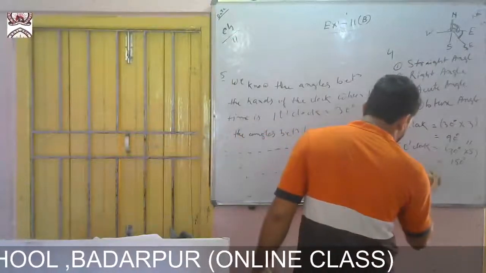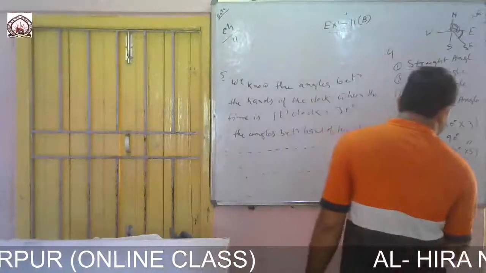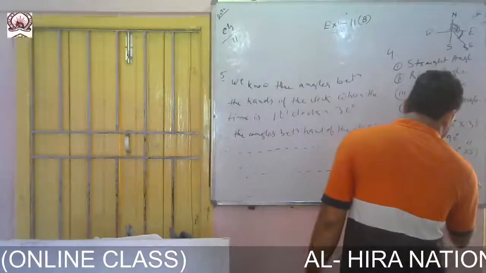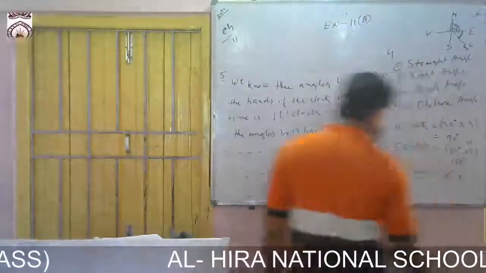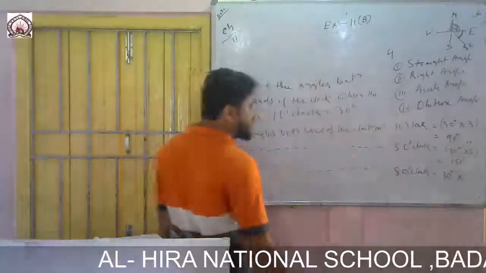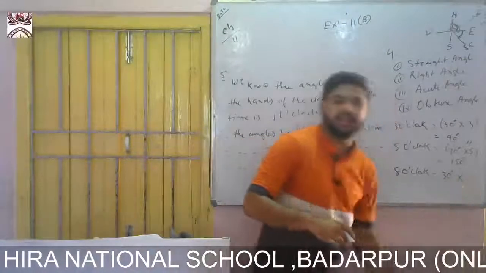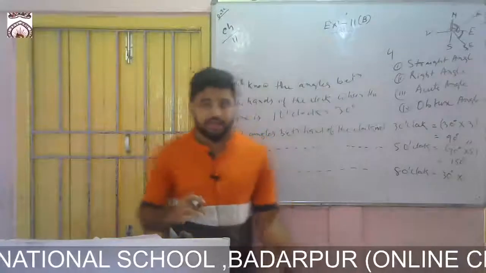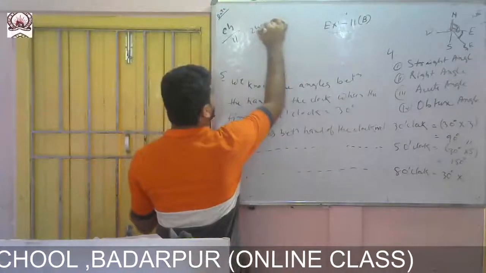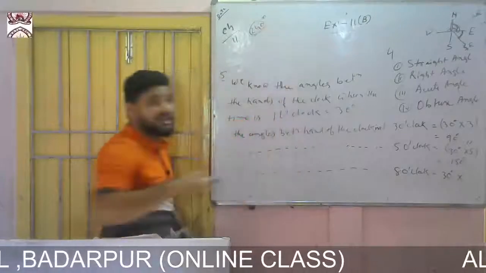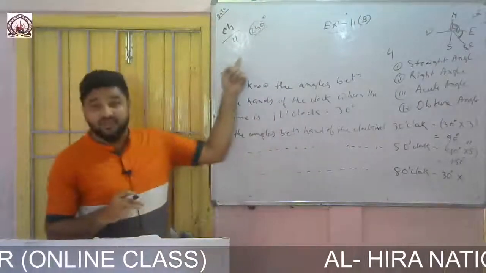The angle between the hands of the clock at 8 o'clock will be 30 degrees into 8. Three 8s are 24, so that is 240 degrees. But 240 degrees is greater than 180 degrees, so it is a reflex angle.